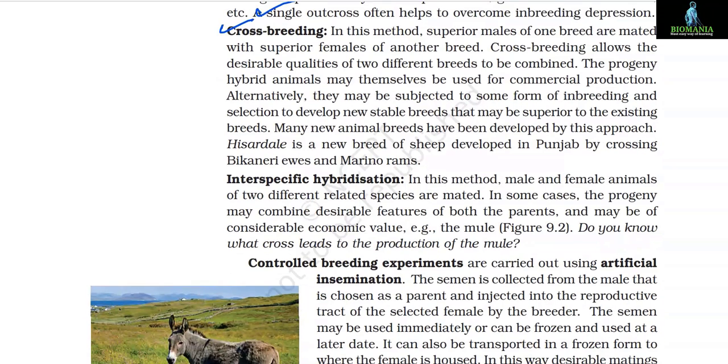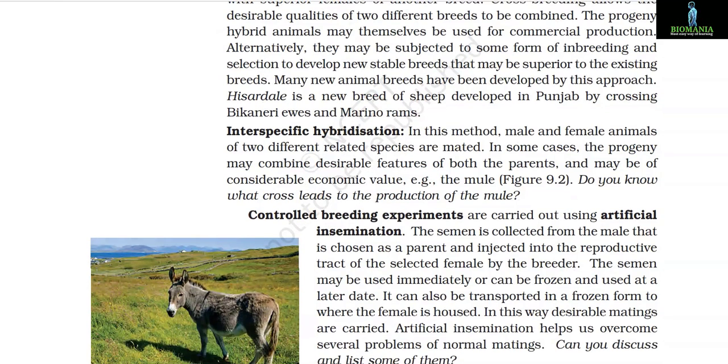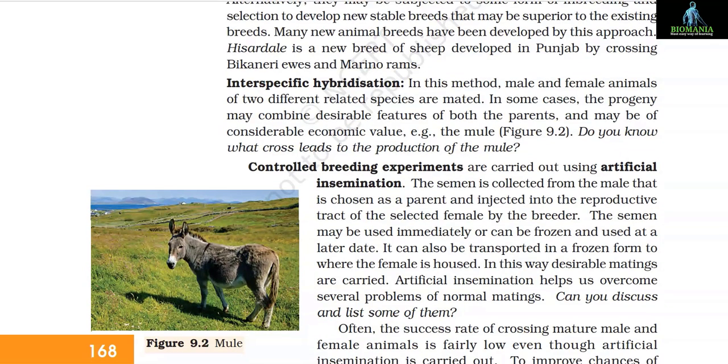Crossbreeding. In this method, superior males of one breed are mated with superior females of another breed. Crossbreeding allows the desirable qualities of 2 different breeds to be combined. The progeny hybrid animals may themselves be used for commercial production. Alternatively, they may be subjected to some form of inbreeding and selection to develop new stable breeds that may be superior to the existing breed. Many new animal breeds have been developed by this approach. Hisardale is a new breed of sheep developed in Punjab by crossing Bikaneri ewes and Merino rams.